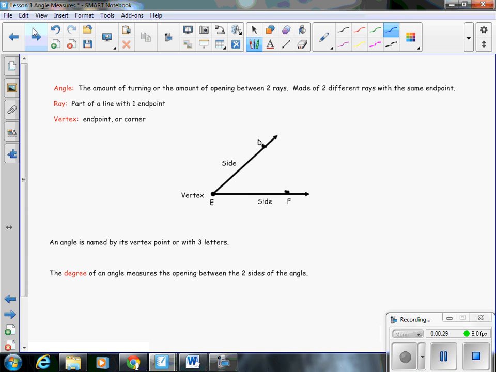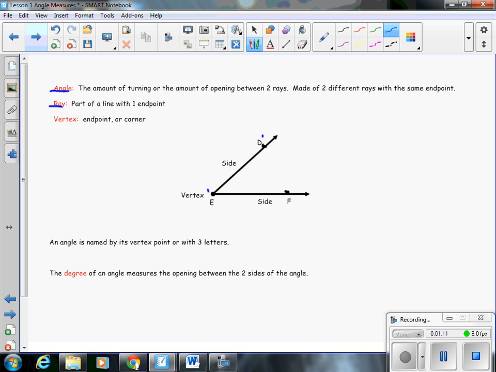All right, here's an example of an angle, and we have some vocabulary on this page to review the different parts of an angle. First of all, an angle is the amount of turning or the amount of opening between two rays. They are made of two different rays with the same endpoint. So from E to D is a ray. Actually, this whole segment is a ray. And then E to F and moving on from there is also a ray. So a ray is part of a line with one endpoint.